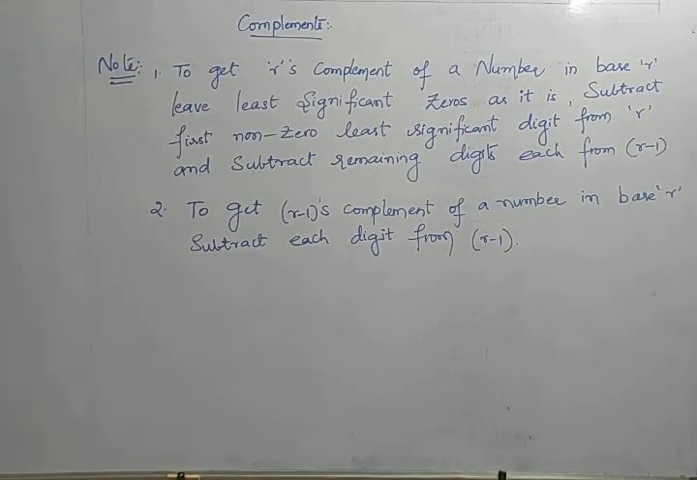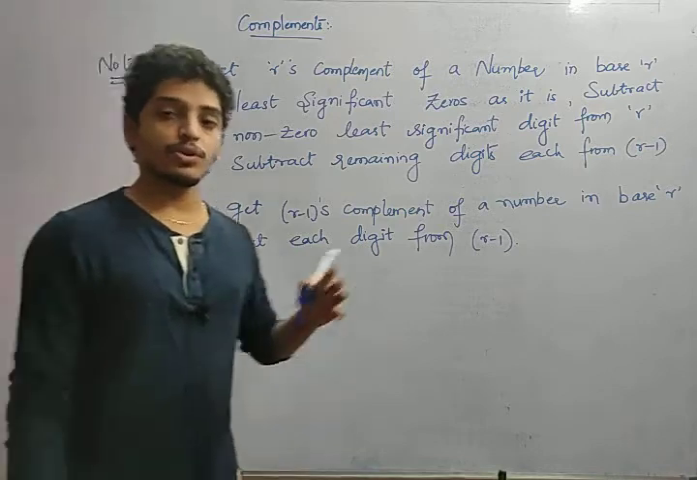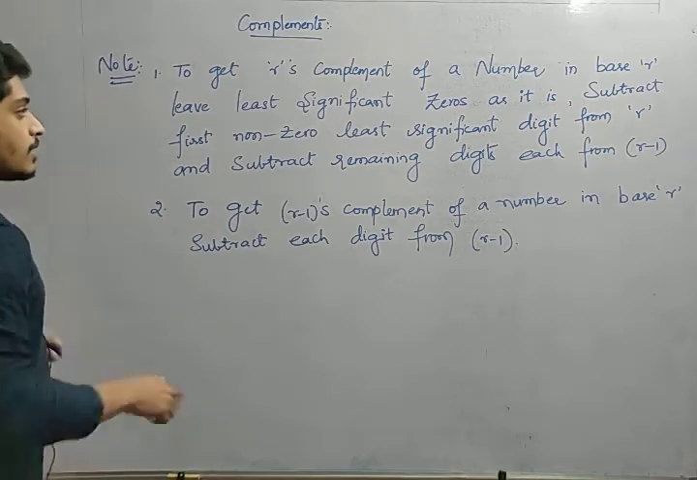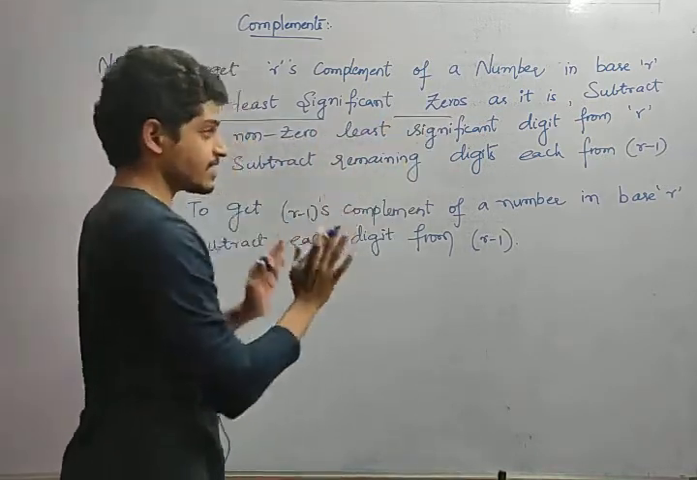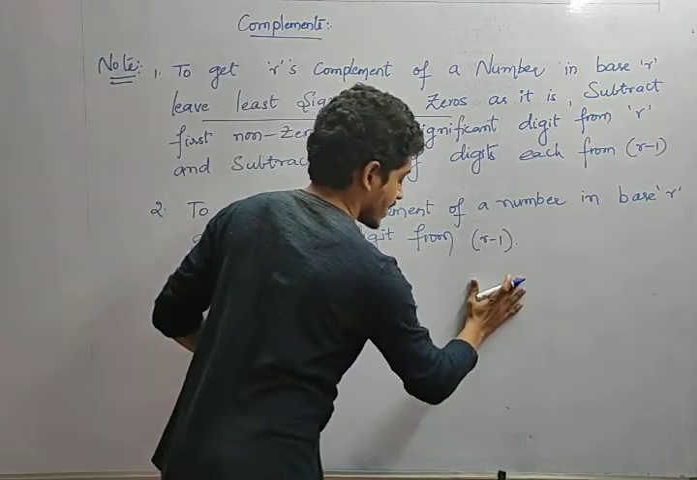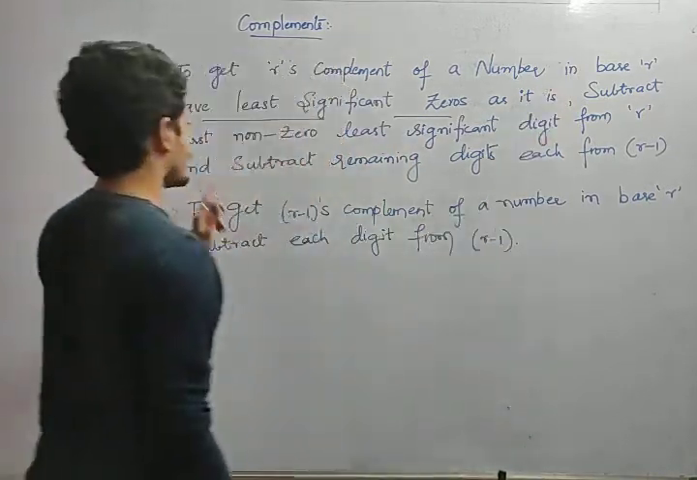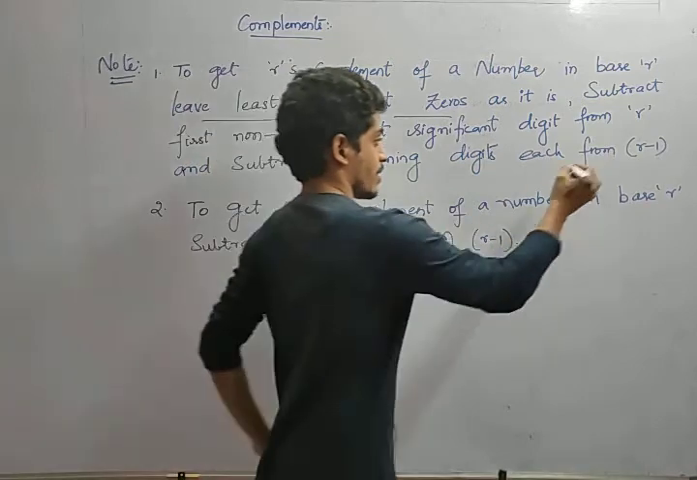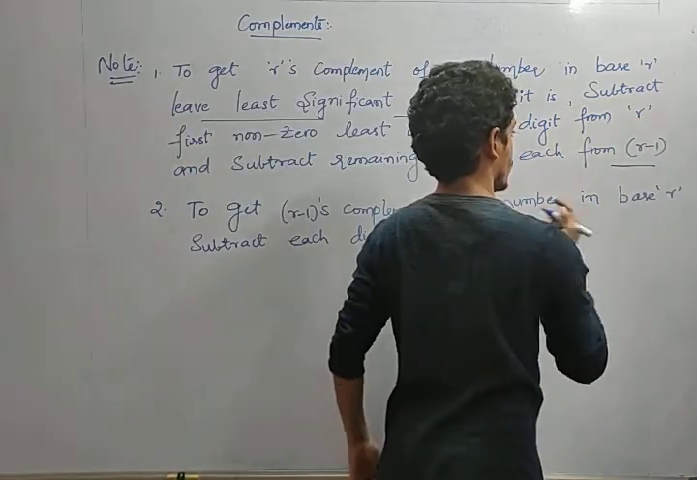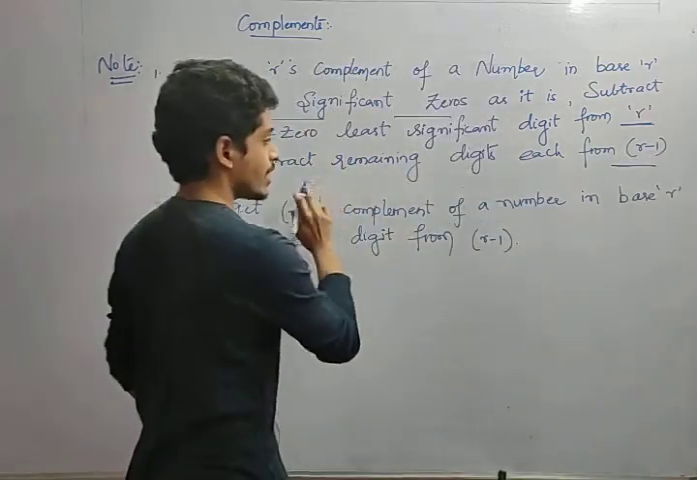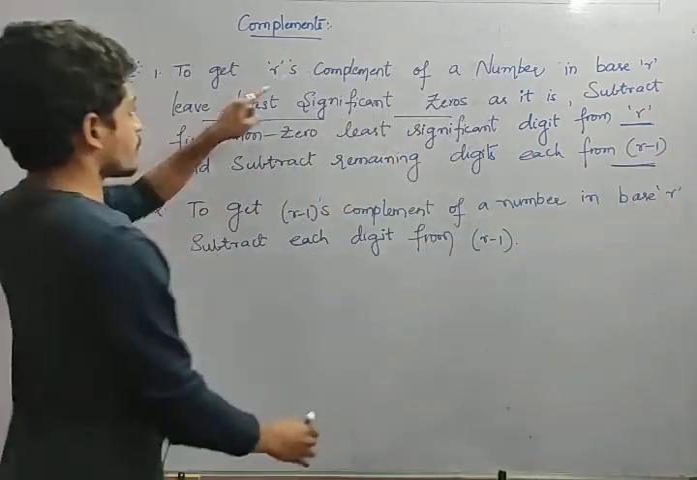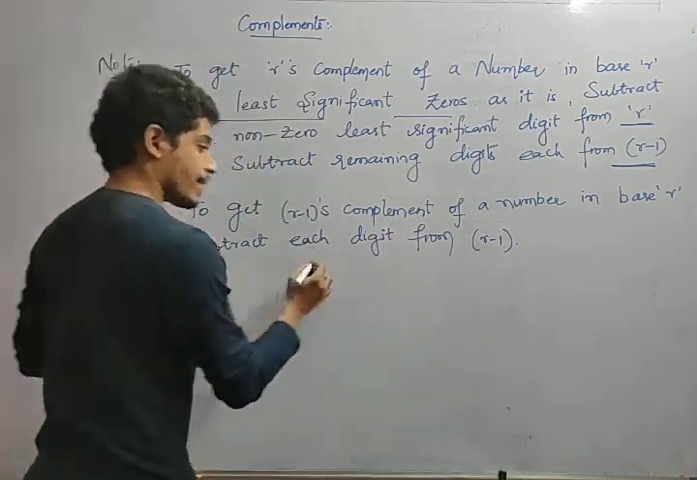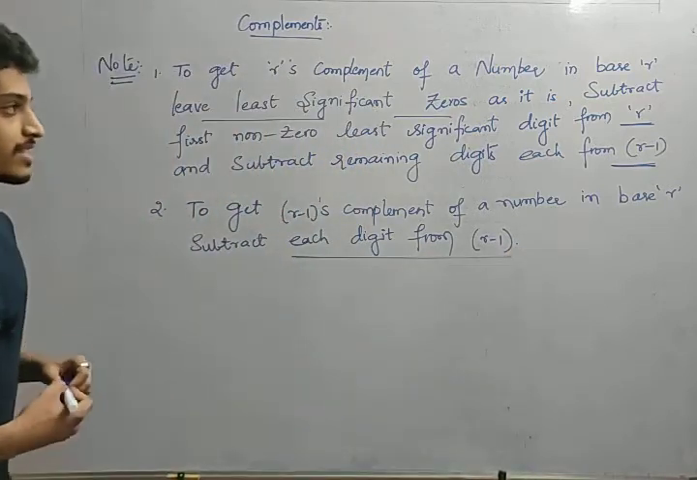Now friends, let us see a small shortcut to obtain complements. No need of applying those two formulas. Listen. To get the R's complement of a number in base R, leave the least significant zeros as they are, meaning the last zeros on the right hand side, and subtract the first non-zero least significant digit from R and subtract the remaining digits from R minus 1. Okay, the first non-zero from the right side position is subtracted from R and the remaining digits from base minus 1 to obtain R's complement, friends. And the second one: to get R minus 1's complement of a number in base R, subtract each digit from R minus 1, friends. Hope you understand.